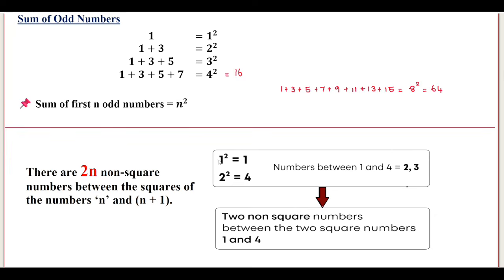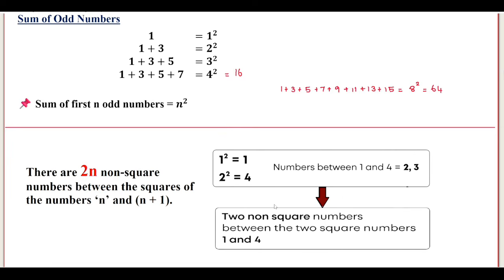For example, how many non-square numbers are there between 1 square and 2 square? In between, what numbers will come? 1 square is 1, 2 square is 4. In between we have 2 and 3. So we have only two numbers. Two non-square numbers between the two square numbers 1 and 4.